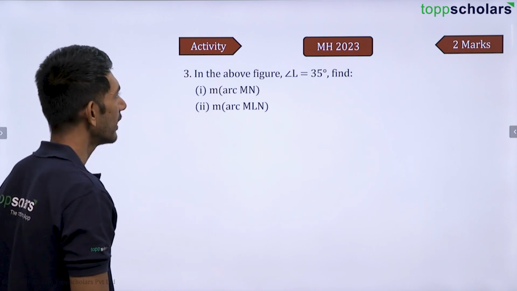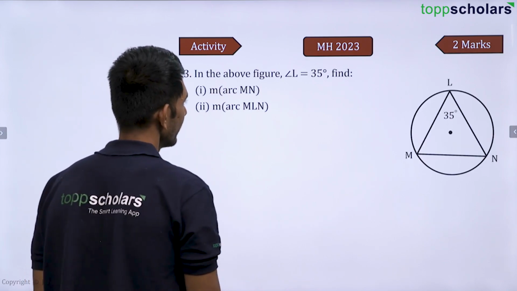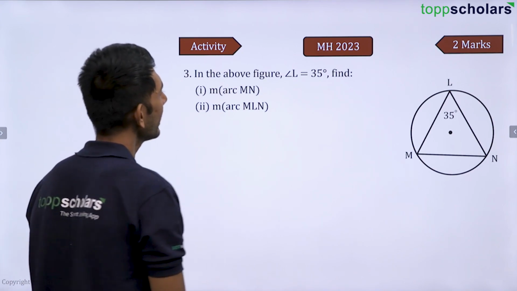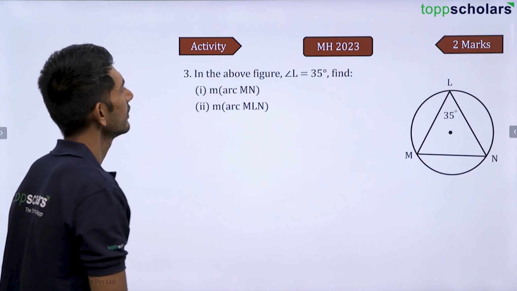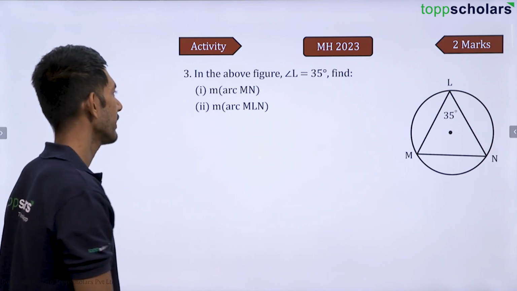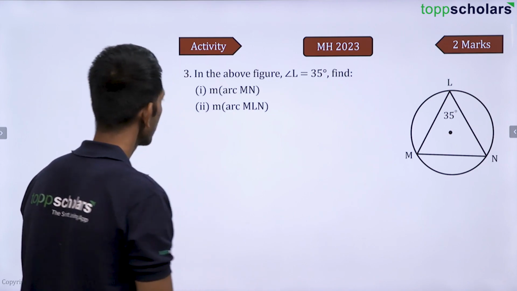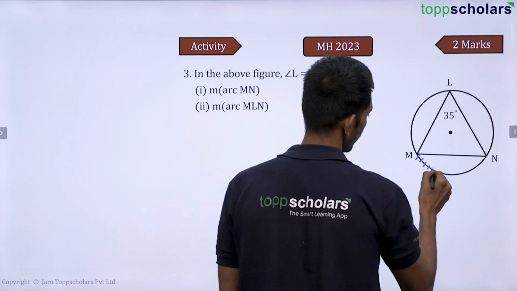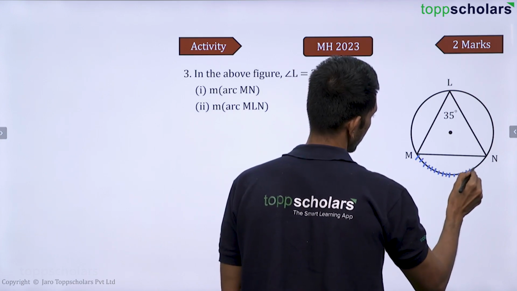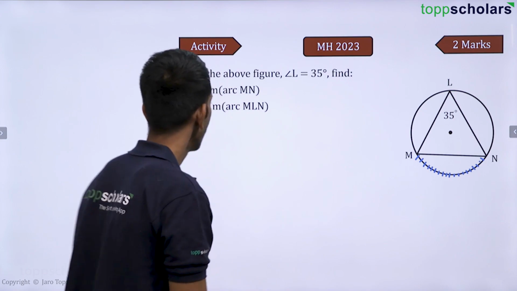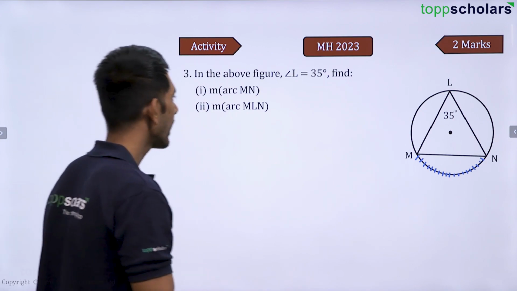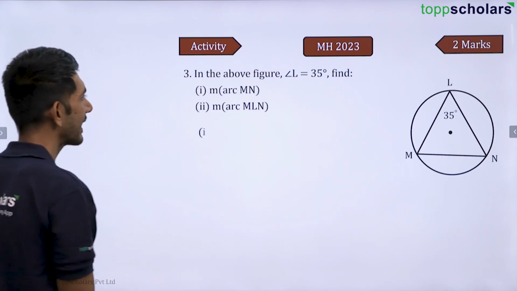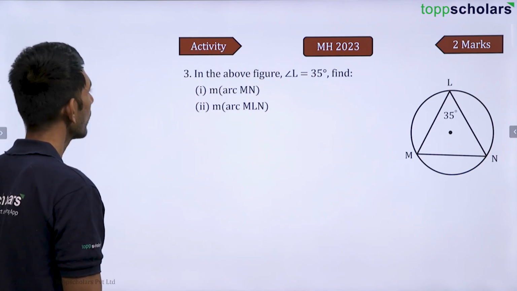It was asked for 2 marks in the year 2023. So let us see what the question is. So in the above figure, angle L is 35 degrees. So angle L is how much? 35 degrees. We are supposed to find out the measure of arc MN, this particular arc. And then we are supposed to find out the measure of arc MLN. Now this is simple. So before starting with the activity, let us solve it on our own.